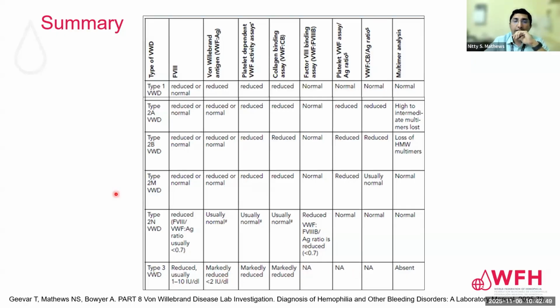And then you have the qualitative types, which is type 2 or functional defects. You have subtypes 2A, 2B, 2M, and 2N. To differentiate 2A versus 2M, the recommendation is to do a collagen binding assay. If the ratio of the collagen binding assay to the antigen is normal, it is type 2M. If it's reduced, consider either type 2A or type 2B. And of course, for type 2B specifically, genetic testing is recommended. However, a ristocetin-induced platelet aggregometry can give you a clue. And for type 2N, you can do a factor VIII binding assay on an ELISA platform as well.